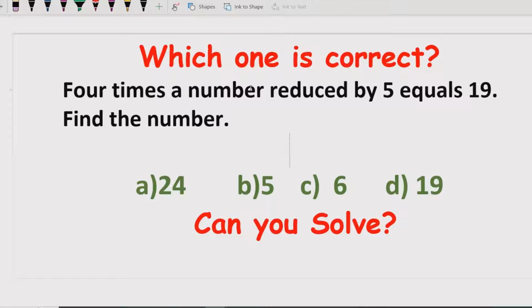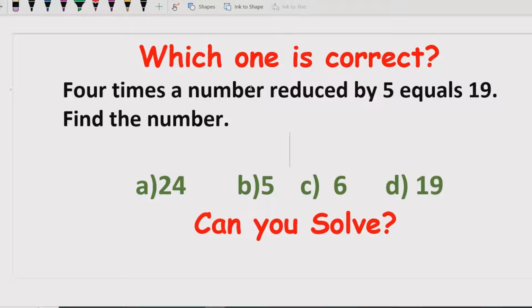Today we will solve another quiz which is related to the word problem. As you can see on the screen, we have the word problem and it does not contain any basic operation. But here we apply the basic operation and find out what is the correct answer.